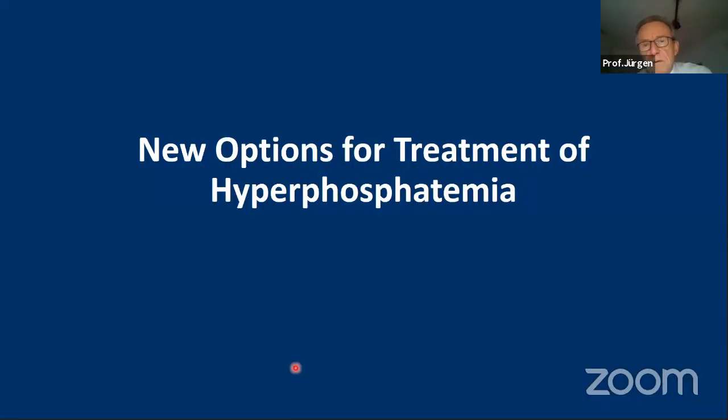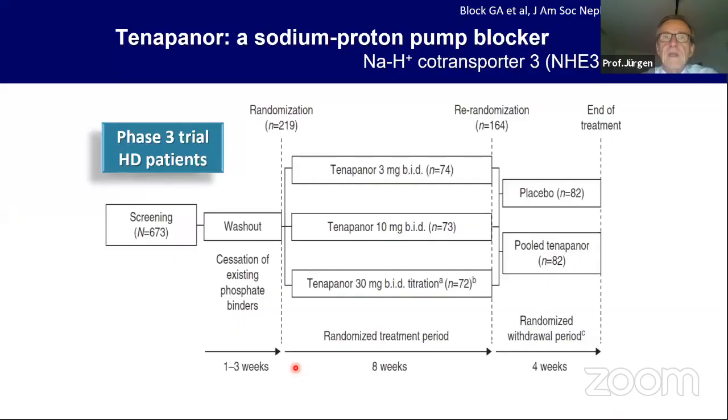So I don't want to go into basic studies. I want to cover the very recent studies that were presented at the congresses or just published. So we have new options for treatment of hyperphosphatemia. One very interesting option is a substance called tenapanol. It's a sodium proton pump inhibitor.